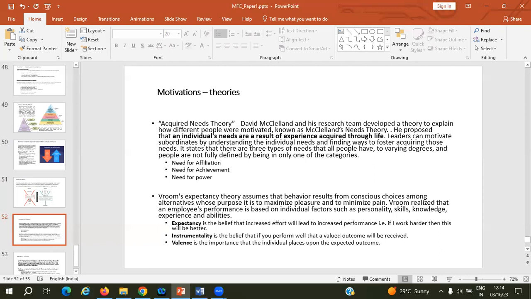Some people, for example, this is the three concepts, three elements of this theory. Some people want power, need for power.